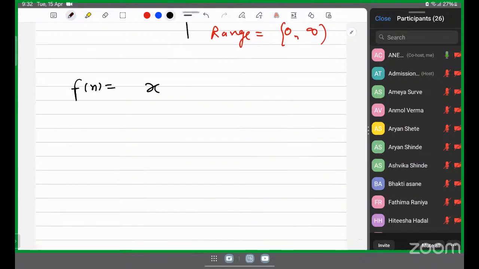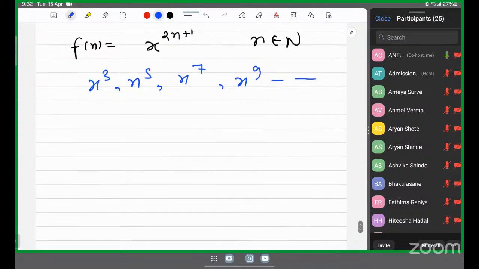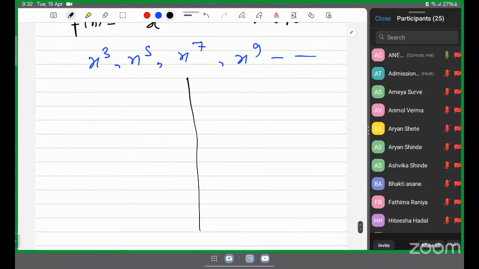In that we have x raised to power 2n plus 1, n belongs to natural number. In this case, all the power will be odd, and the functions will be like x cube, x power 5, x power 7, x power 9 and so on. First of all, what will be the graphical behavior in this case?